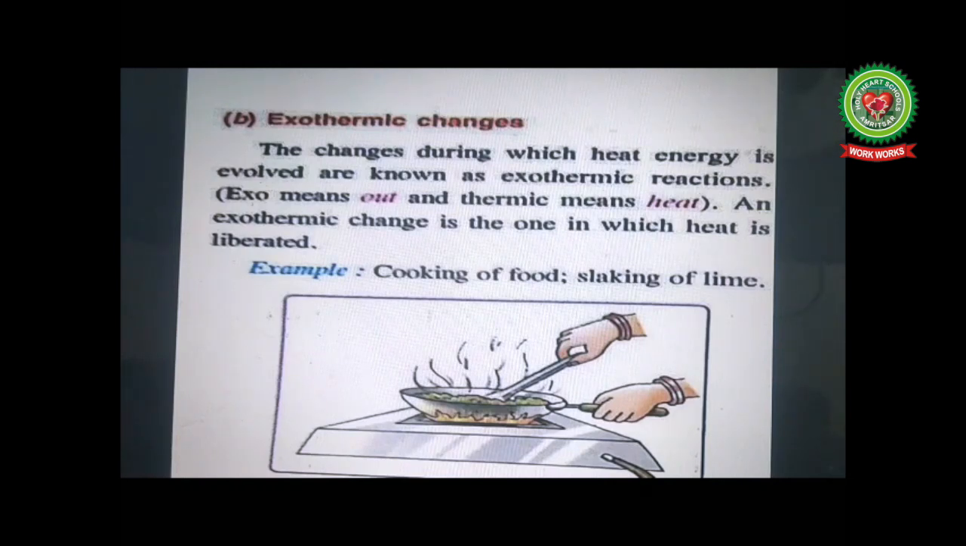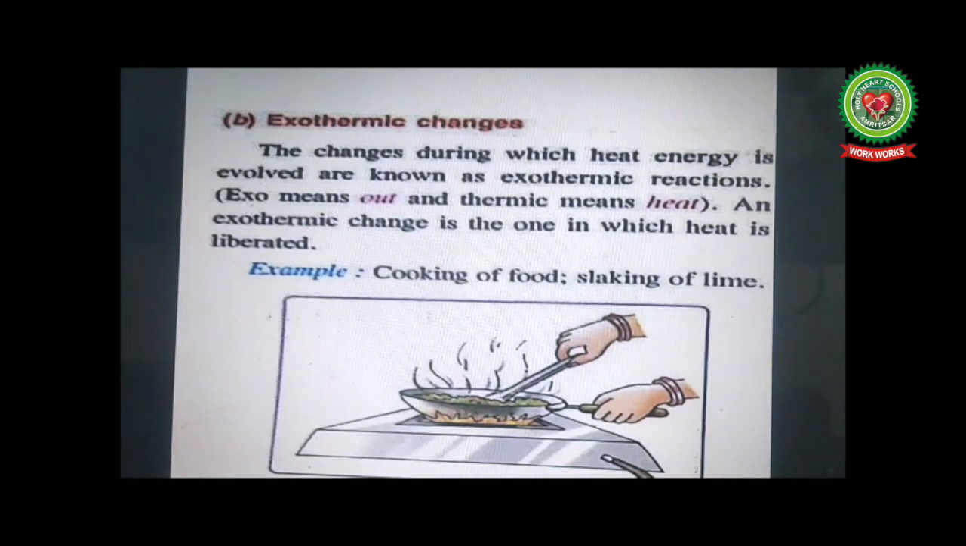Example, cooking of food. As in cooking of food, heat is released in the surroundings. You can feel the heating effect during cooking of food. Slaking of lime, it is generally quicklime, and when we add water into quicklime, that is slaking of lime, it becomes an exothermic change as heat is released during this process.